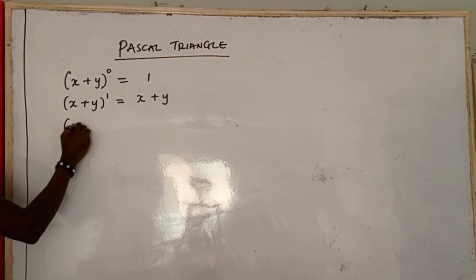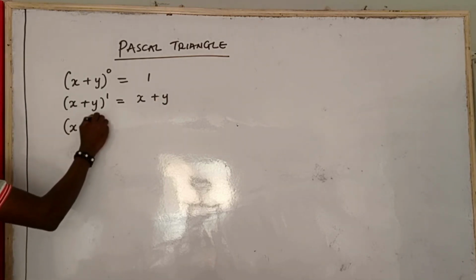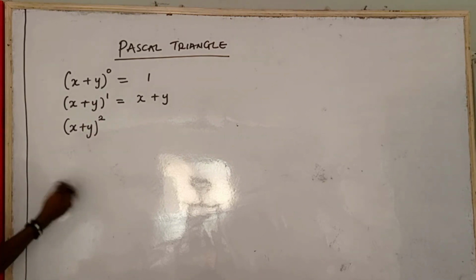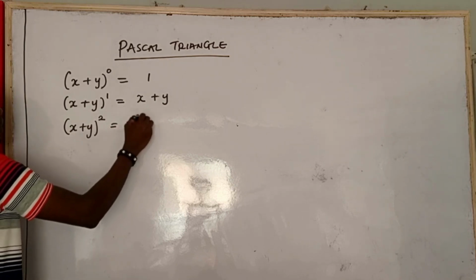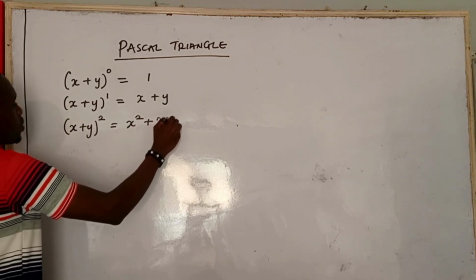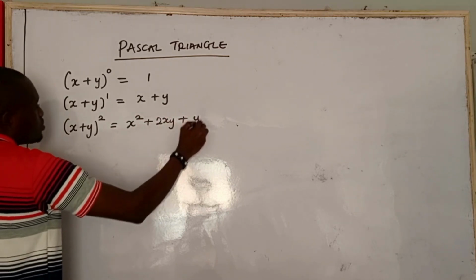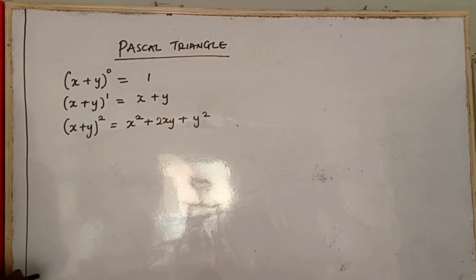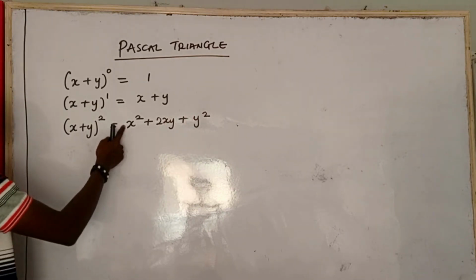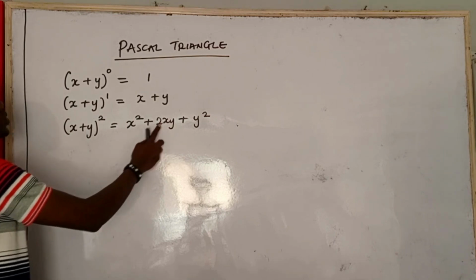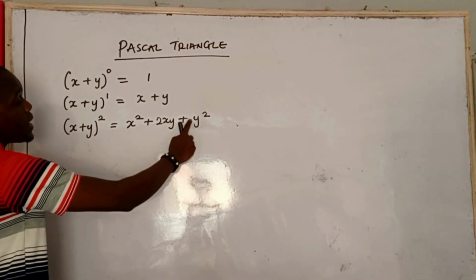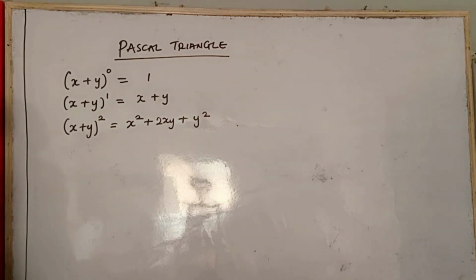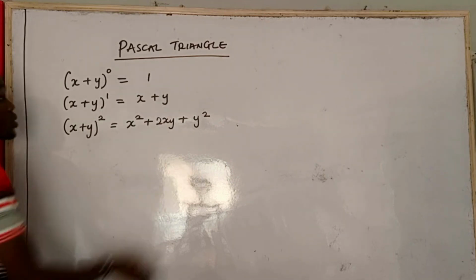Then in a situation where you have (x + y) all squared, if you are to expand this bracket, we should be getting x squared plus 2xy plus y squared. Now what do you notice? The coefficient of x squared here is 1. The coefficient of xy here is 2. And the coefficient of y squared here is 1.